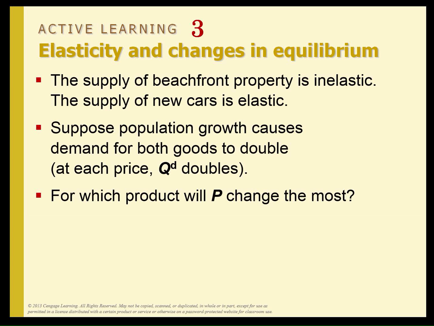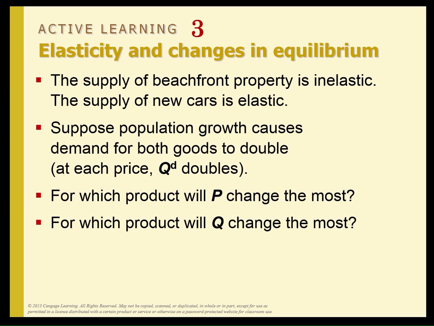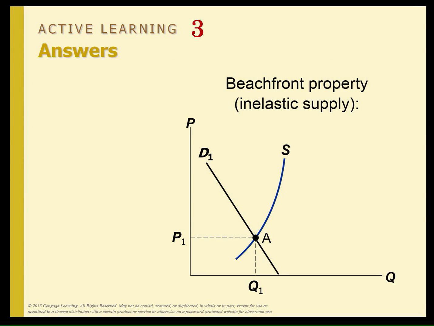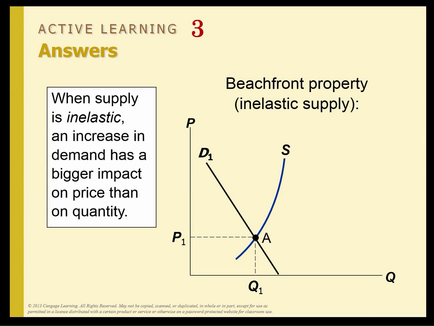All right, so we're going to see which product will have P change the most, and which product will have Q change the most. Okay, so let's look at this. We're putting the two curves together in an equilibrium, just like we learned how to do last chapter. So here's really the fun. We get to put together everything that we've learned so far. I'm going to go ahead and have an increase in demand, and boom, what happens?